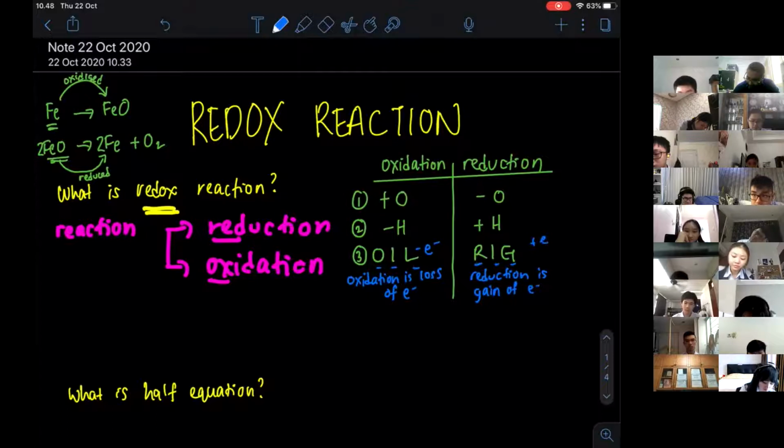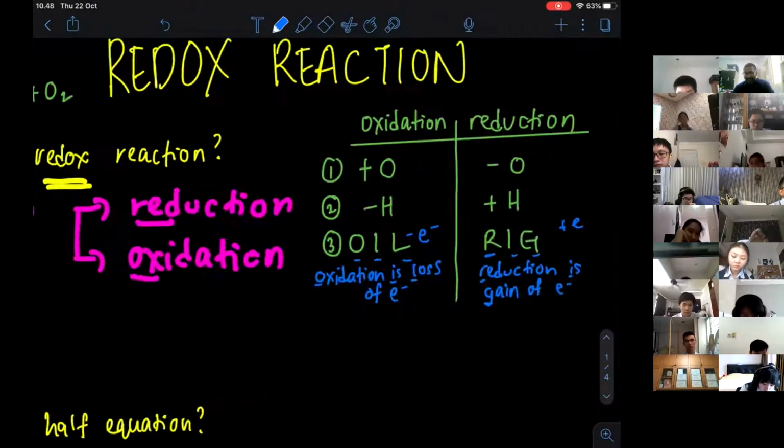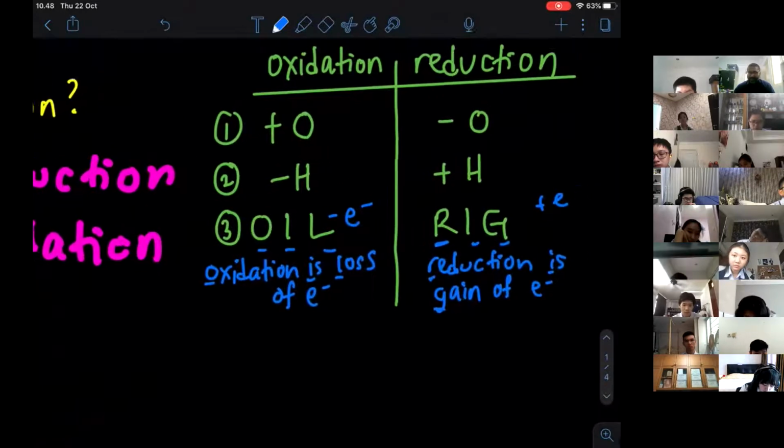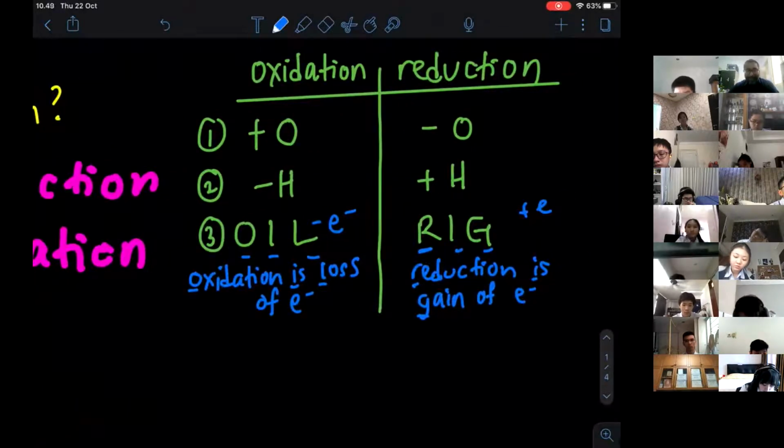So you can see R I G, O I L. You can remember this. This is something that you need to remember, in terms of electron.